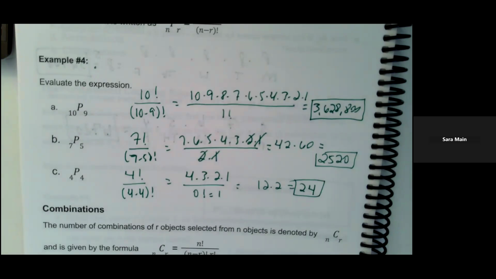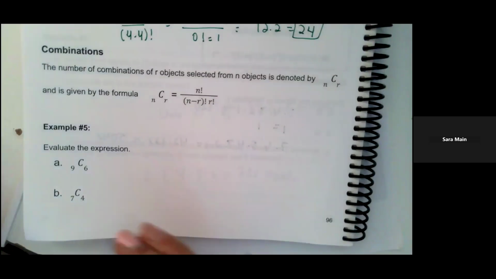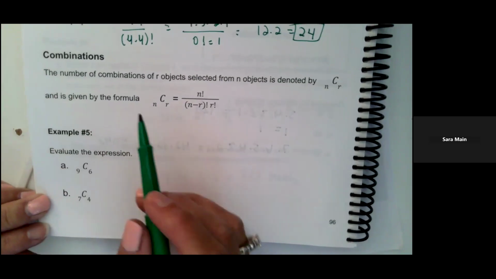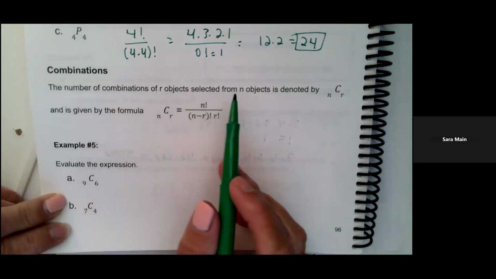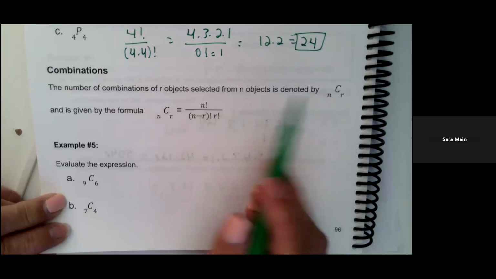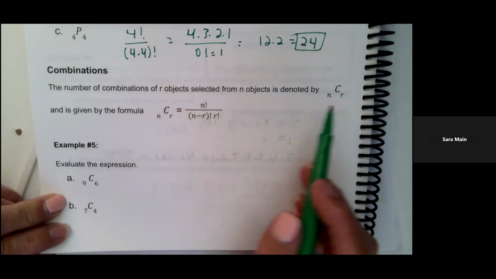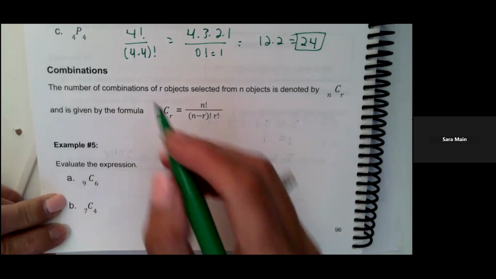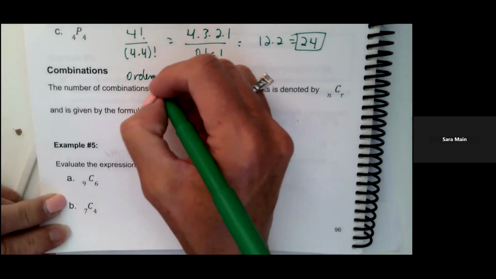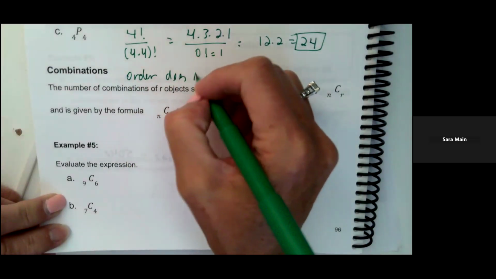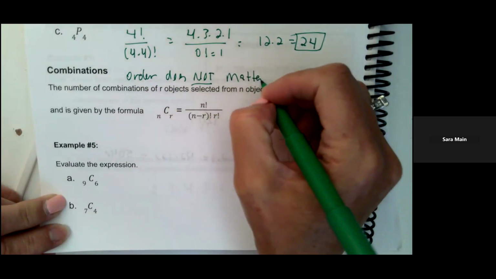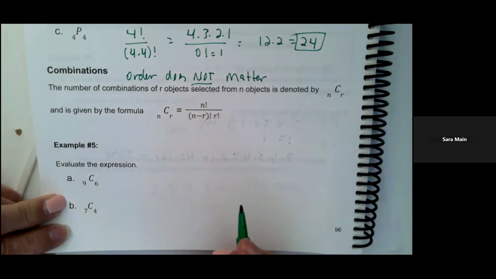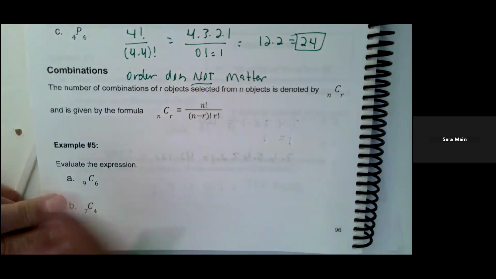Now we're going to look at combinations. Combinations are ordering of objects, but the order does not matter. So the number of combinations of r objects selected from n objects is denoted by n choosing r and is given by this formula. So order does not matter. Which means that ABC and ACB and CAB are all the same thing.